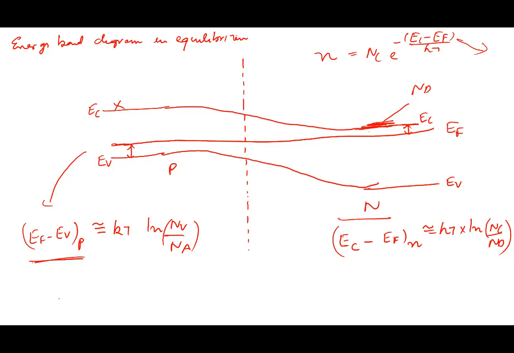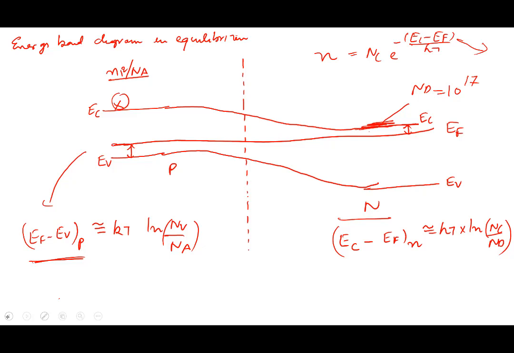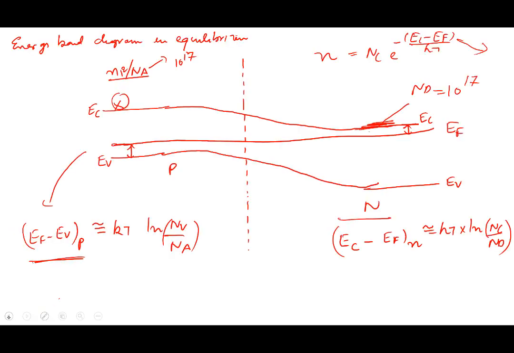Do you know the electron density here at this point? What is the electron density? It is Ni square over Na. Just to keep in mind, let's say Na is 10 to the power 17, and Nd is 10 to the power 17. So electron density starts from 10 to the power 17.